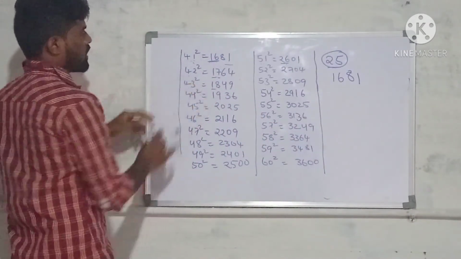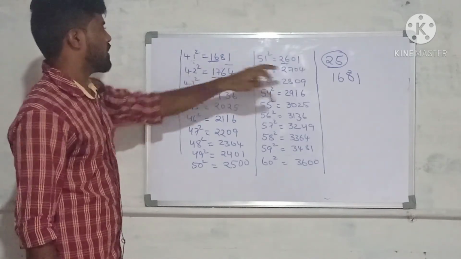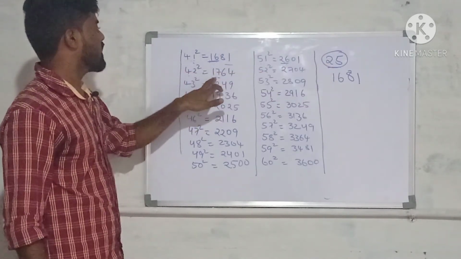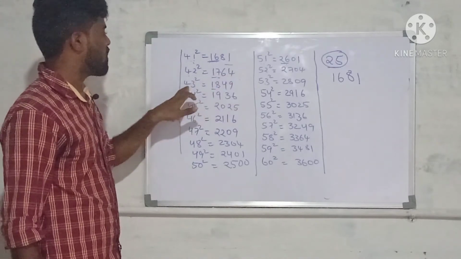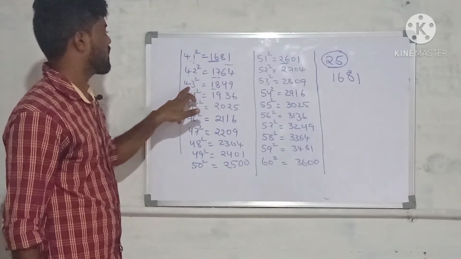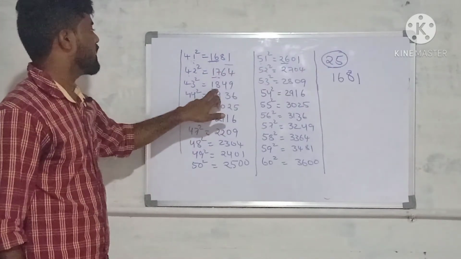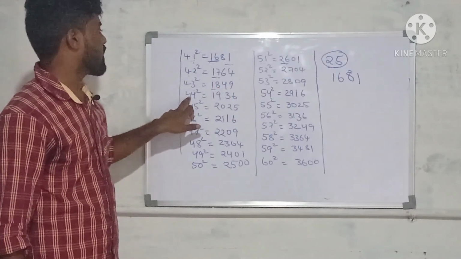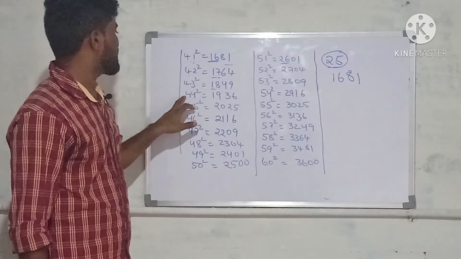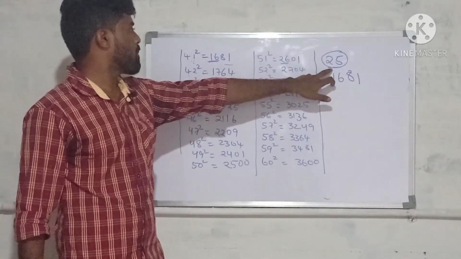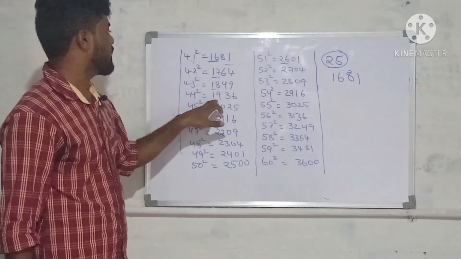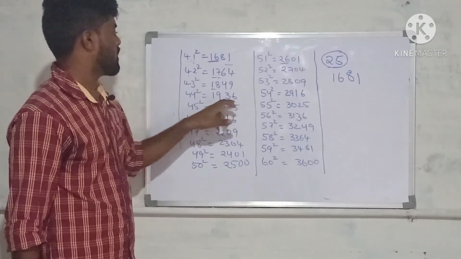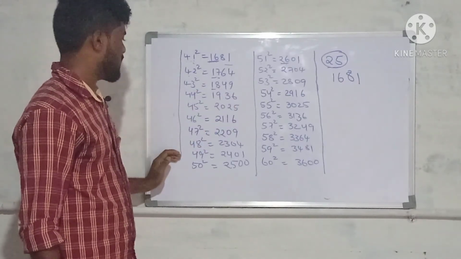42. It is 8 less than 50. 25 minus 8, 17. 8 square 64. 43. 7 less than 50. 25 minus 7, 18. 7 square 49. 44 square. It is 6 less than 50. Reduce it from 25. 19. 6 square 36. It will continue up to 50.